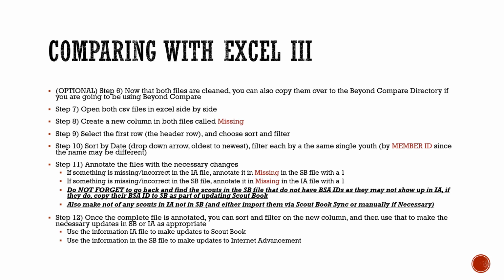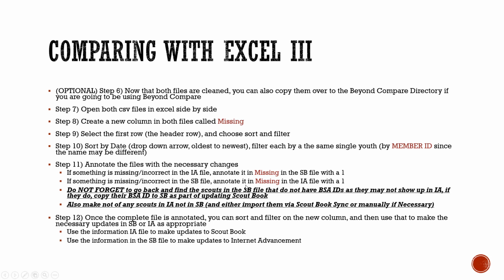If it's missing or different in Internet Advancement, we put a 1 on the Internet Advancement sheet. If it's missing or different and it's on the ScoutBook side, we put a 1 on the ScoutBook side. What this indicates is that anything in the ScoutBook file that we've marked as a 1, we need to update in Internet Advancement. Same thing going in the other direction. Anything that we marked as 1 in Internet Advancement is something that we need to update in ScoutBook. Once we've created these files, we can either do the change ourselves if we've got the appropriate login and access, or if we don't, we can send that to our advancement coordinator for them to do that.